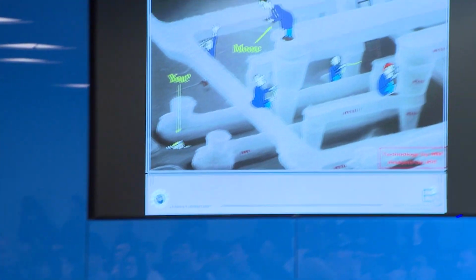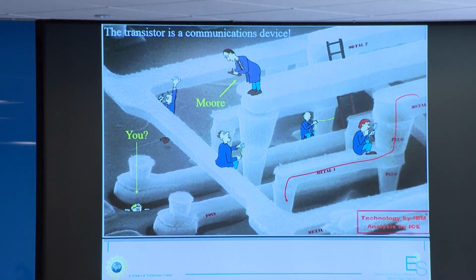Now, I have a viewpoint about the transistor that's a little different. Many people think of the transistor as a switch. It is a switch, but I think of it as a communications device because the purpose of the transistor is to send current down these wires or voltage down these wires. So this is an old integrated circuit, and it just shows that it's all about sending the current down the wires.